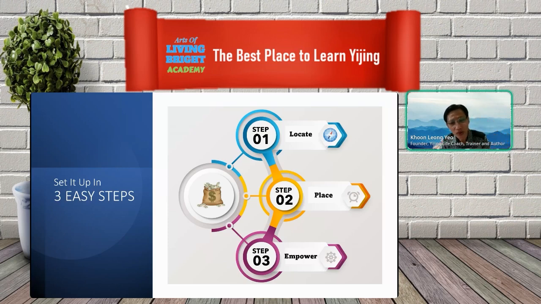Step number two, once we locate them, we need to place the right things at this sector or sectors. That means to set up, add those wealth enhancing items to align the sector's energy to activate its potential. And after that, we need to empower it.